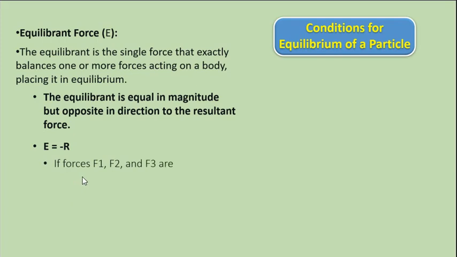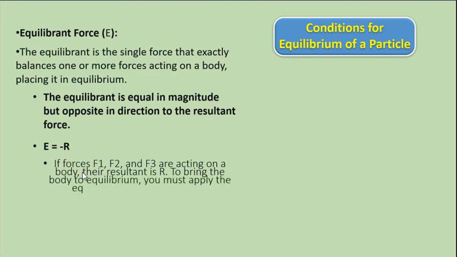So if I have three forces, F1, F2 and F3, acting on a body, and the resultant is R, it means that the system will be in equilibrium if I add the equilibrant to the resultant, I will get 0. Why? The equilibrant is the negative of the resultant. So if I add a negative to a positive, the result will be 0. So therefore, the final condition for equilibrium: the sum of the equilibrant and the resultant must be equal to 0.